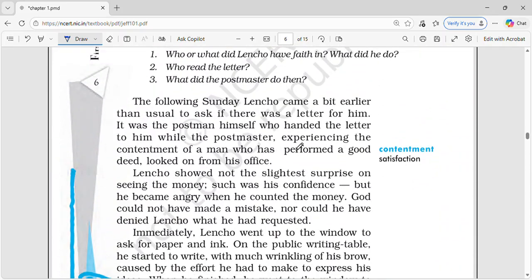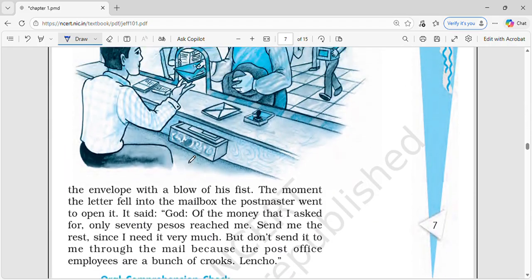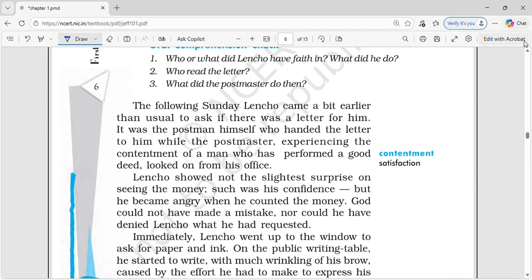Okay, 1 minute का break. 1 second. I'll just read this out for myself and then I'll explain it to you. 1 minute.